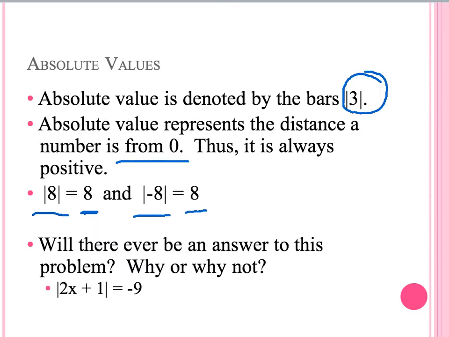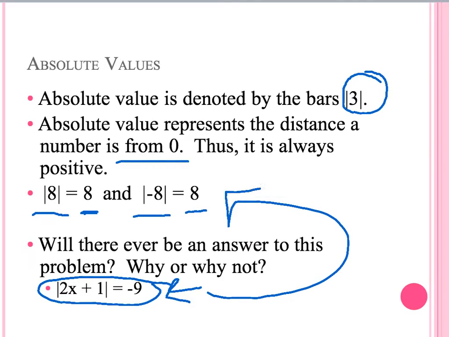Will there ever be an answer to the problem below? The answer is no. We cannot have an absolute value equal to a negative number because of the rule up here. We know an absolute value must always have a positive answer, so this one below will not work. The answer for this one would be no solution.